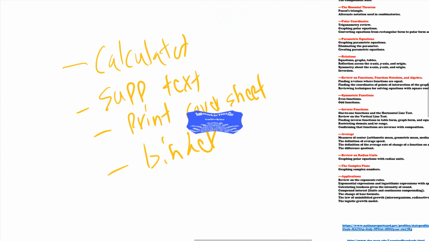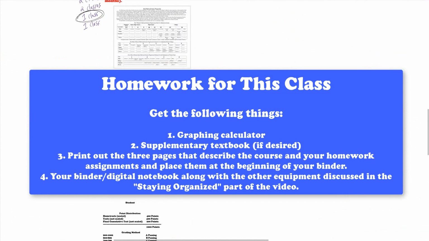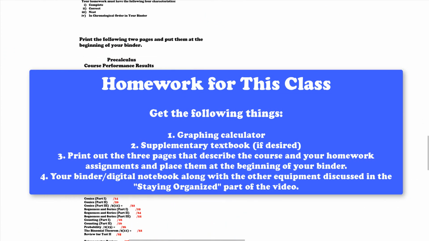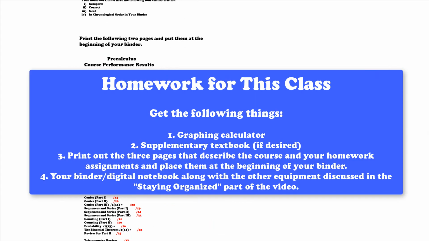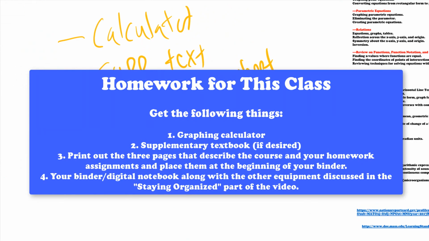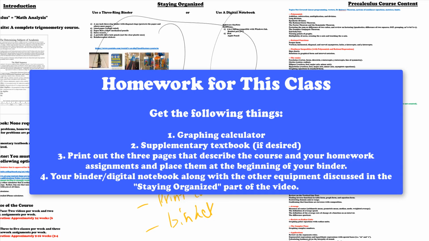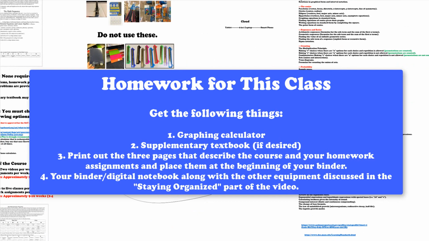So your homework for today is to get your calculator. And if you're going to buy a supplementary textbook, do that. And print out your sheet here. You don't have to use this, but as you can see, it's going to be very useful to keep track of your scores. And I may provide another page that's just like an explanation of what the course is. You can put it at the front of your binder. And the fourth thing for your homework is to get your binder. Choose which route you're going to use and get that equipment. So please understand that this is a homework assignment. You need to get that done before starting the next class.